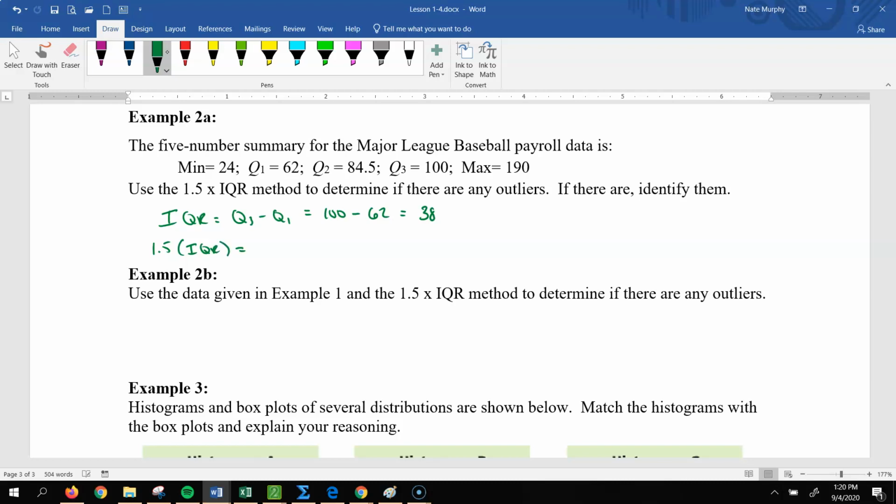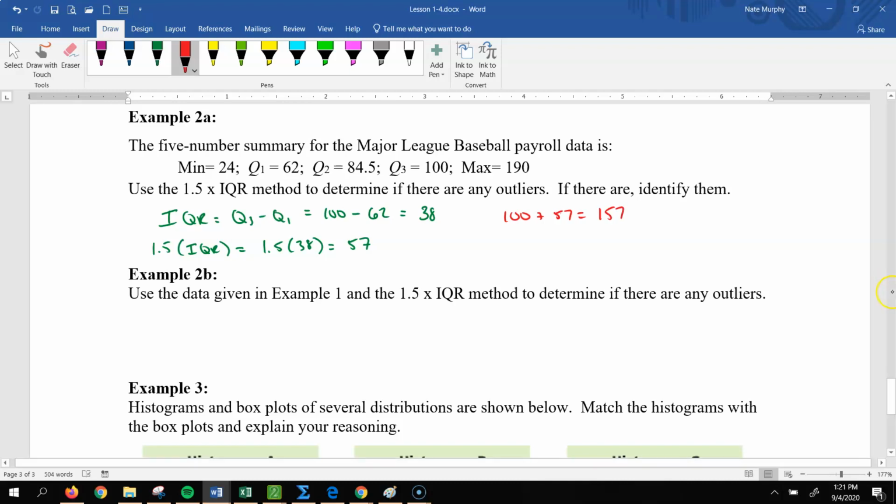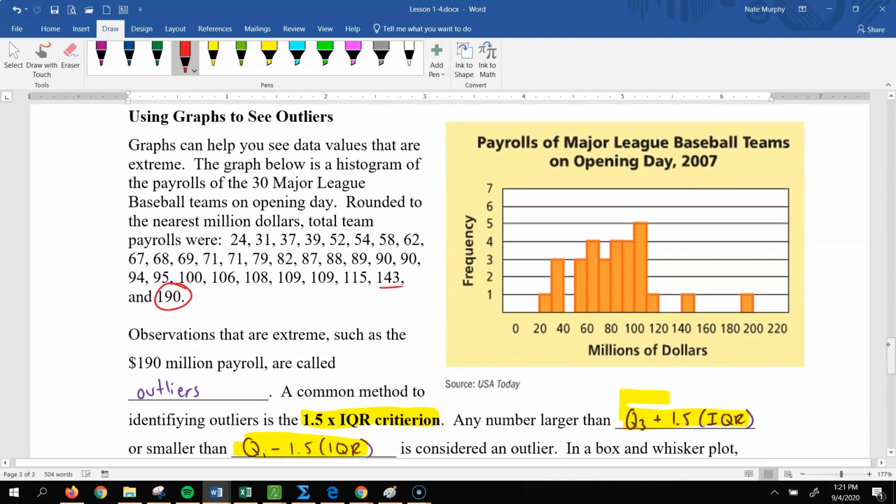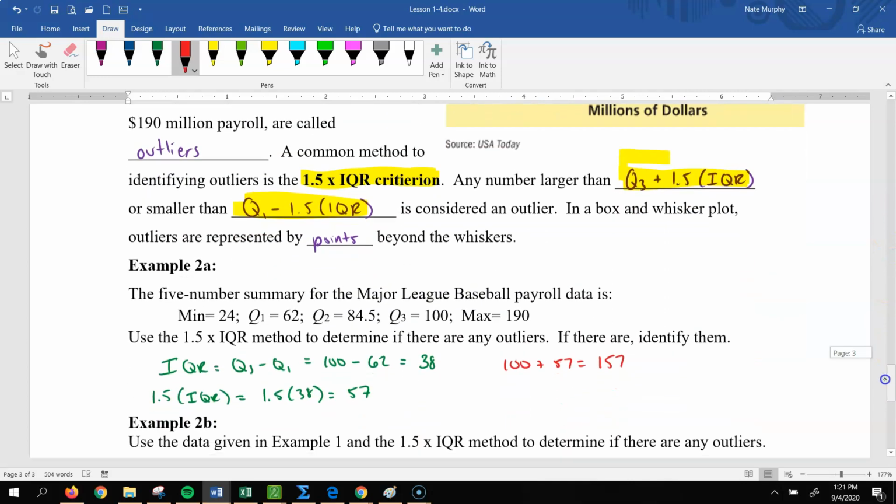Now we want to use the 1.5 times the IQR method. So I want to figure out what that measuring stick, that number I'm going to use, is. If I take 1.5 times 38, we get a value of 57. So I'm going to take that 57 and tack it onto the Q3. If I take 100 plus 57, I get 157. So if there are any values bigger than 157, that would be an outlier. If I look at my list, we have 190. The next smallest is 143. So 190 is an outlier, but 143 is not.